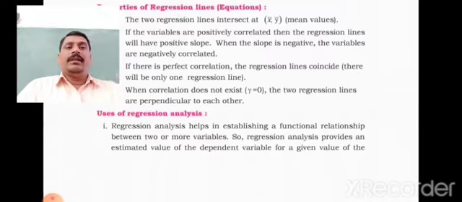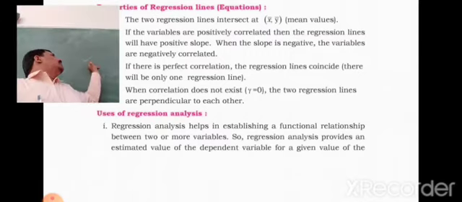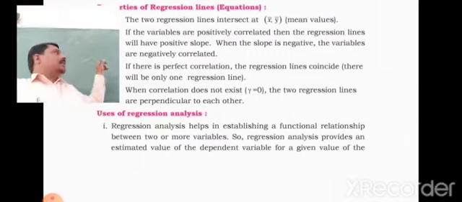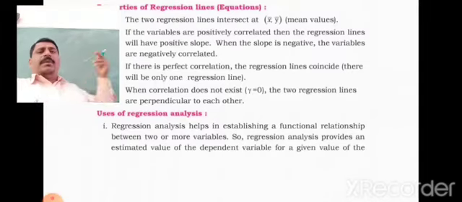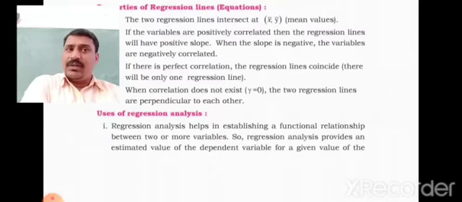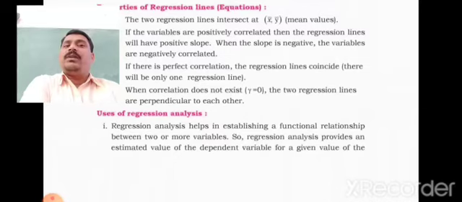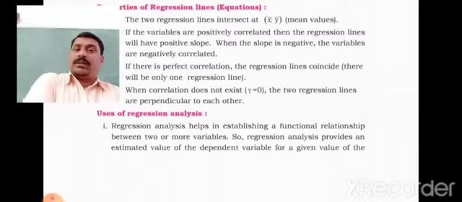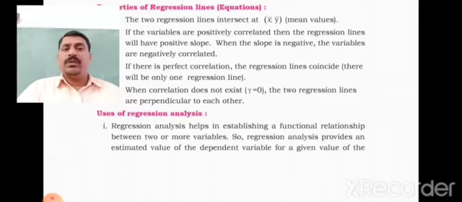And second, if there is a perfect correlation, the regression lines coincide, there will be only one line. That is, whether it is negative correlation or positive correlation, we don't get two lines here, both will coincide, so we get only one line. It may be in any direction. And when correlation does not exist, that is r is 0, the two regression lines are perpendicular to each other.